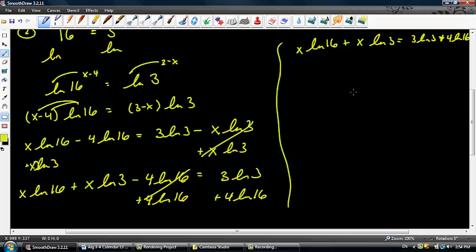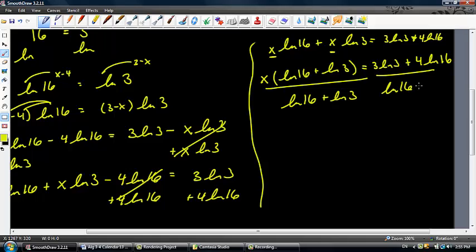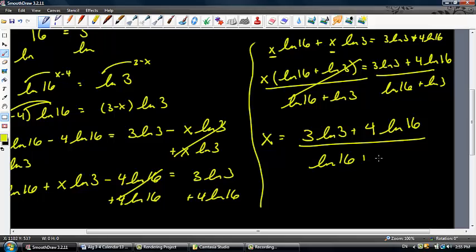Okay, from here, they both have an x in common. I'm going to factor that out. There is a natural log of 16 plus natural log of 3 equals 3 times natural log of 3 plus 4 times natural log of 16. Now I'm going to divide by the big thing. That goes away. I end up with x equals 3 natural log of 3 plus 4 natural log of 16 over natural log of 16 plus natural log of 3.